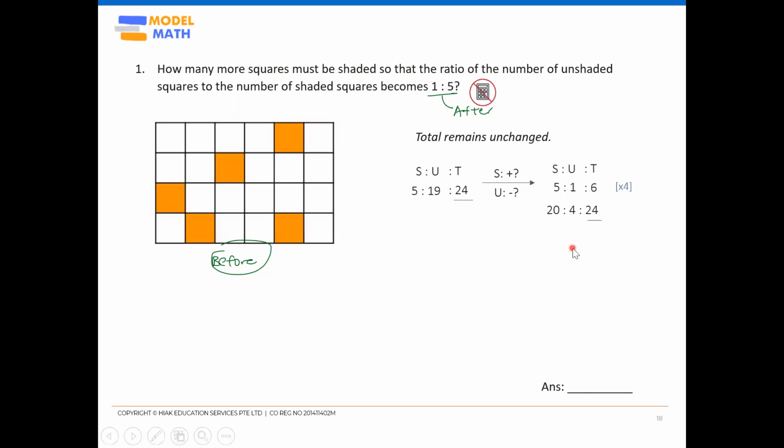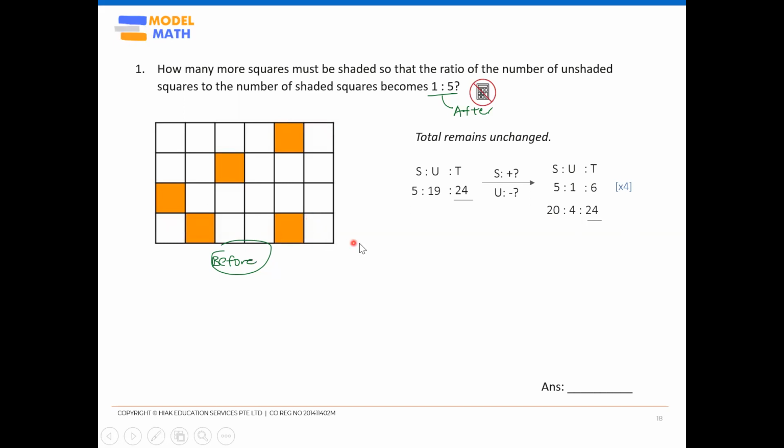Once your common base is done, you would like to find out the usable value. For this question, they did not give us any value. No usable value, only these units and this diagram. But honestly, it doesn't matter because whatever I have here, 5 and 19, is already my actual number of squares. Whatever I have here, 24, is also the actual number of squares. 20 and 4: I want actual 20 shaded squares in the end, and 4 unshaded squares in the end.